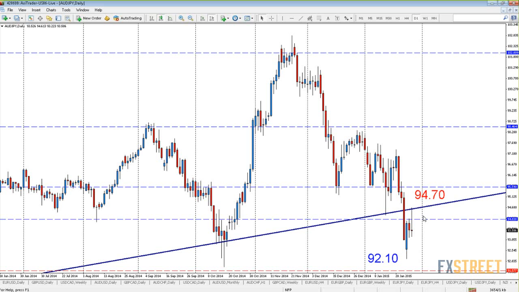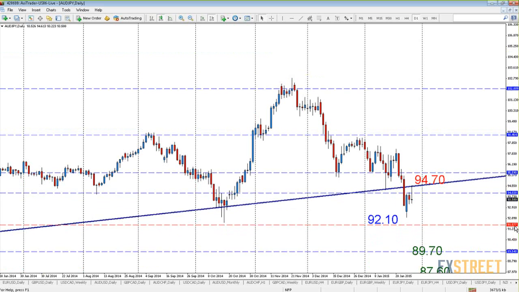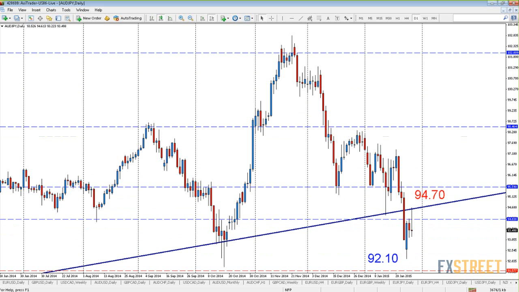If the market closes above 94.03, or if it closes above this trend line, or 94.3 or higher on a daily candle, then I'll remove my order because it's not really lining up with what I expect. Because I expected the market to move up, tag the trend line or the zone, and then start to fall again. And you can see I've got my targets at 89.70 and 87.60. So that is my Aussie yen.